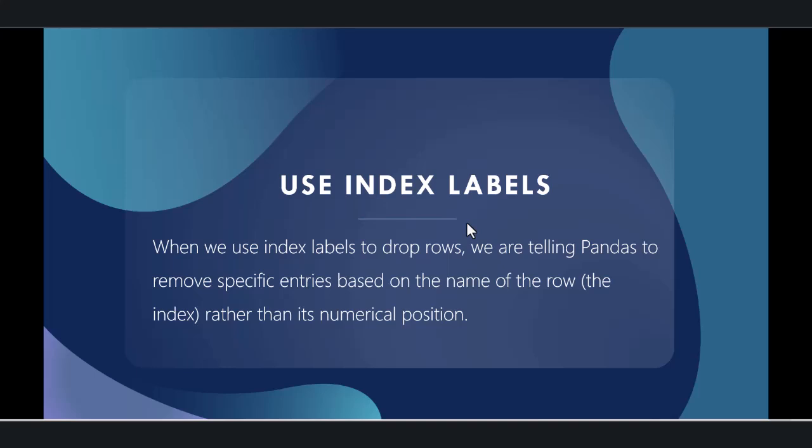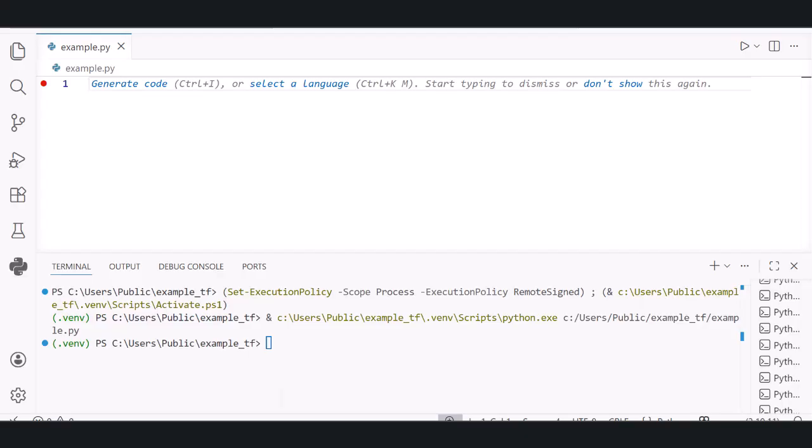When we use index labels to drop rows, we are telling Pandas to remove specific entries based on the name of the row, the index, rather than its numerical position. Which means instead of telling the numerical position of the entry that we want to remove, we are telling it based on the name of the row. I'll explain an example so you can understand better about numerical positions, name of the row and all.